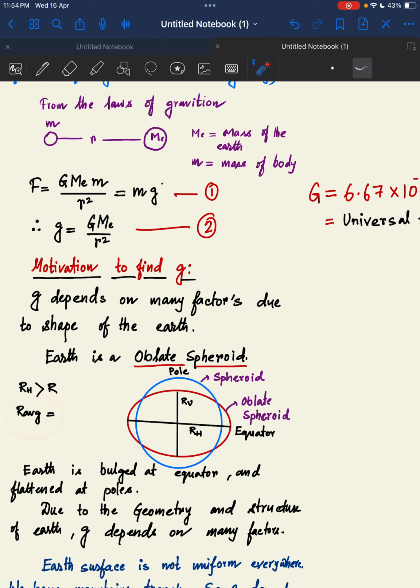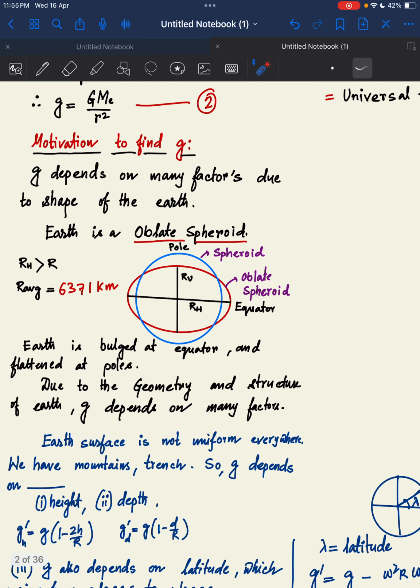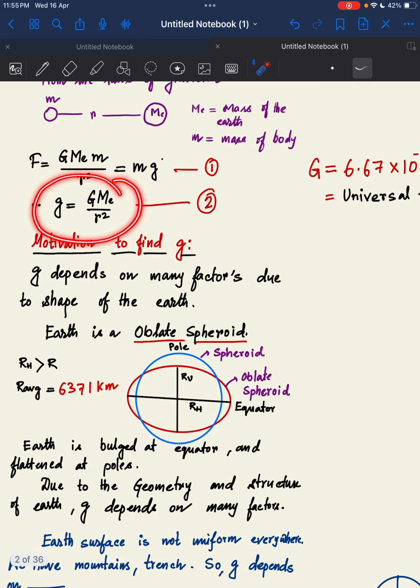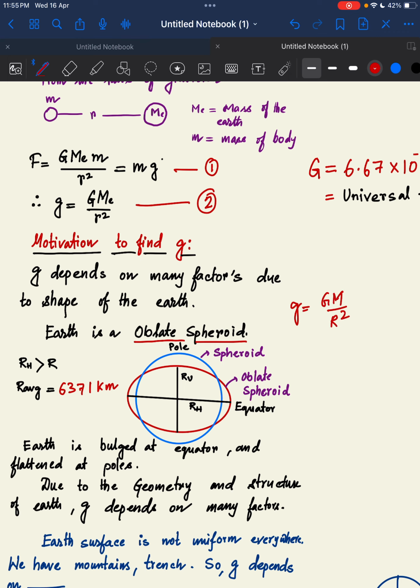So our average radius value is 6371 kilometer. Near the equator, this value is more by about 7 kilometer, and at the poles it is less by about 14 kilometer. So because of this shape, in this GM by r square formula, at the earth surface this g will be GM by r square. So this r is not a constant quantity. R varies from here to here to here and wherever you go. So g varies itself depending on the earth surface due to its structure.